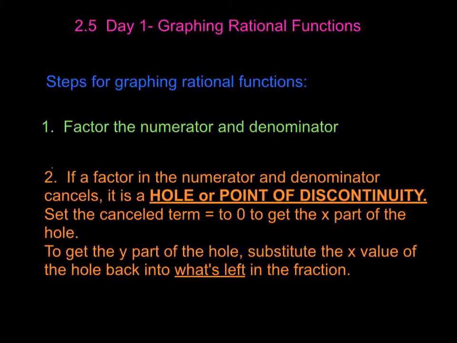So you're going to set the canceled term equal to 0. So like for example, if x plus 3 is in the numerator and x plus 3 is in the denominator, you'll set x plus 3 equal to 0 to get the x part of the hole, and then to get the y part of the hole, you substitute it back. You substitute the x value of the hole back into what's left in the fraction. So after the x plus 3's, for example, are canceled out, you plug it into what's left. You'll have examples of this on the next screen. So you might want to pause me while you write all this down.